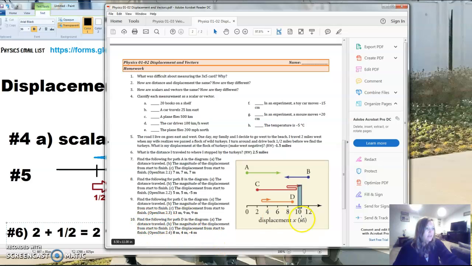And then number 10, we are starting at 9 and we're going back to 3, and then we're turning again and going to 5. So that should help you find the numbers.